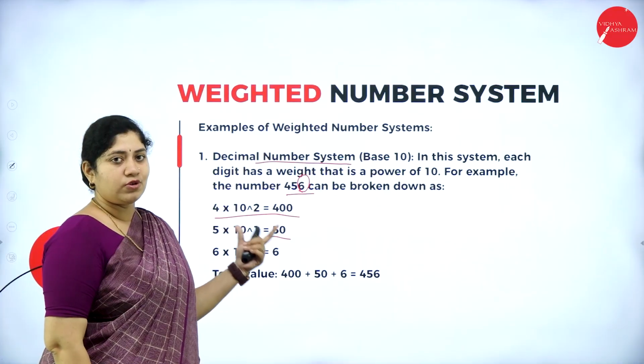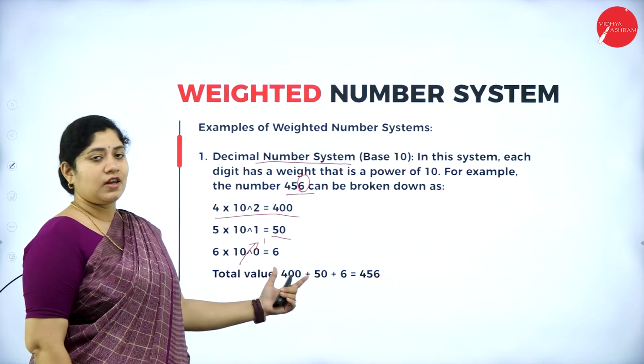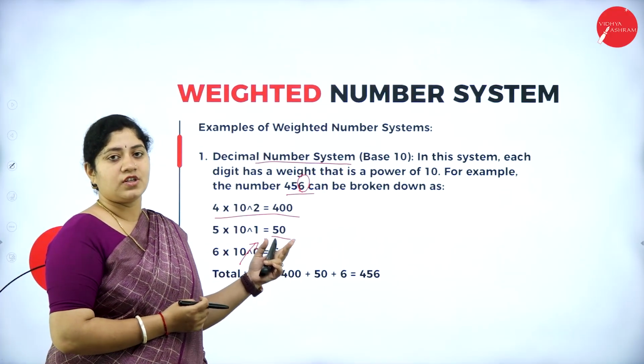And finally, what we have to do is add all these things. That's 400 plus 50 plus 6. So the final value is 456. So this is a primary example of weighted number system.